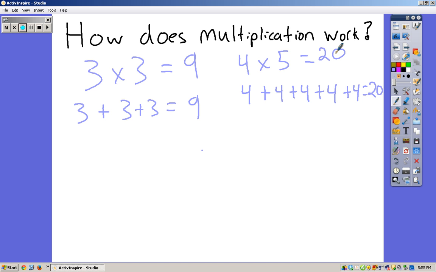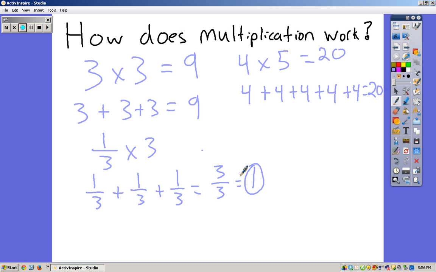The same thing works with fractions. 1/3 times 3 is the same as saying 1/3 plus 1/3 plus 1/3, which would equal 3/3. You change that into 1. The same concept works with whole numbers and fractions. Multiplication works the same way. It's 3 four times, 5 four times, or 1/3 three times.